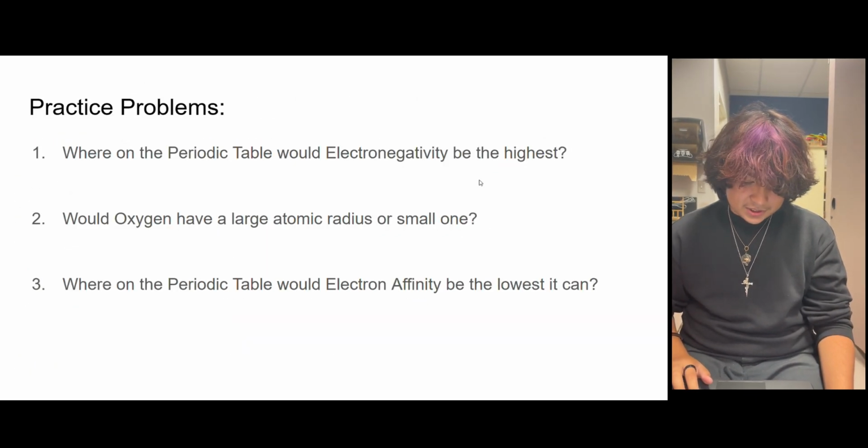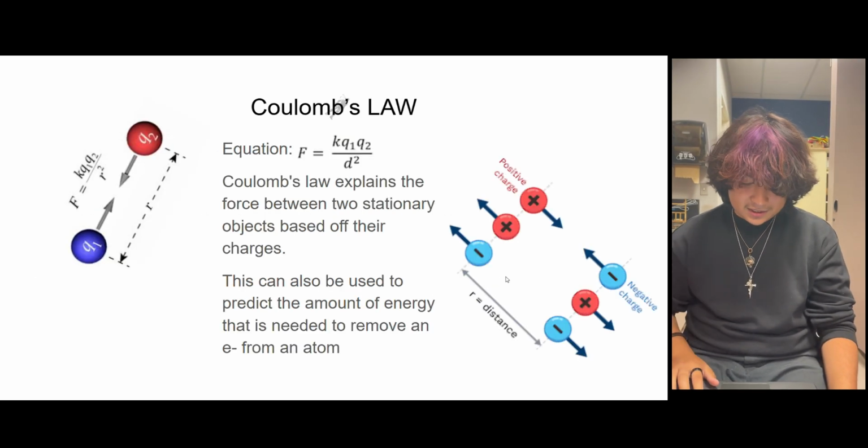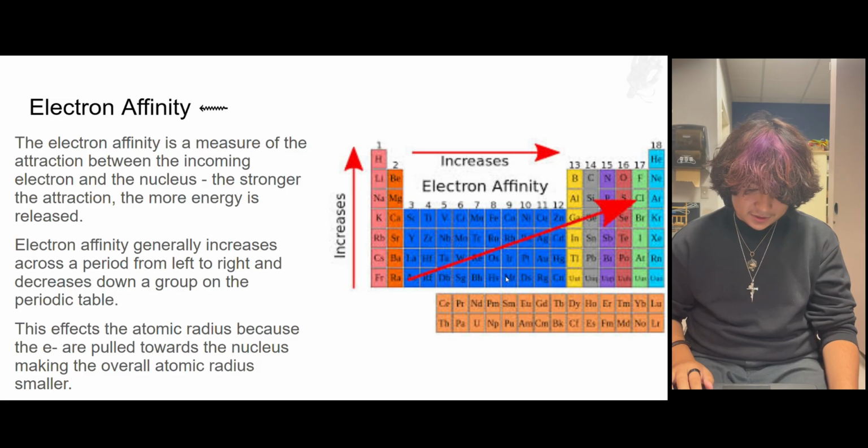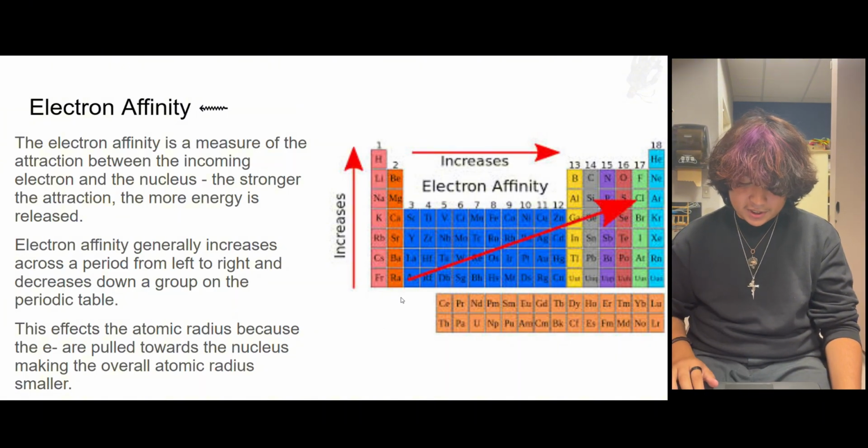And for our last question, where on the periodic table would electron affinity be the lowest it can be? If we refer back to the electron affinity slide, we can see that it increases toward the top right. So where it would be the least would be the bottom left of the periodic table.